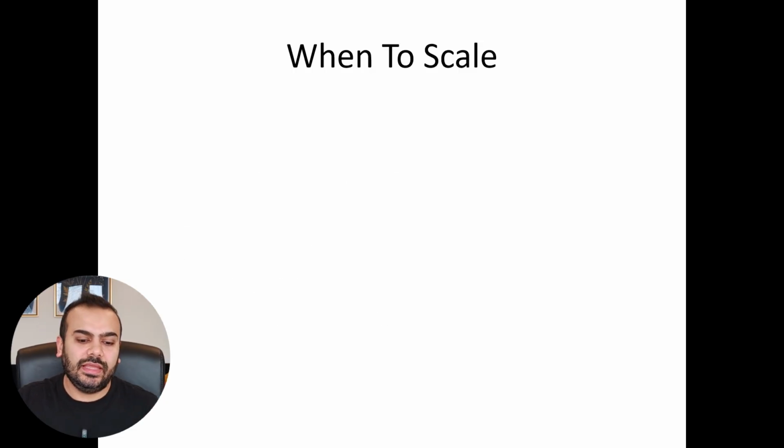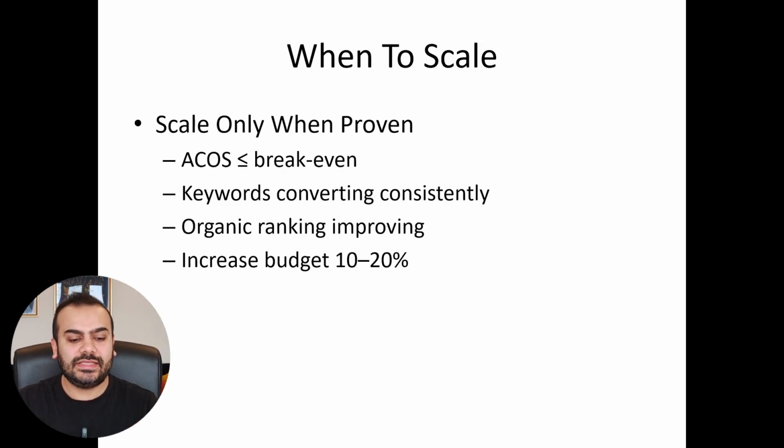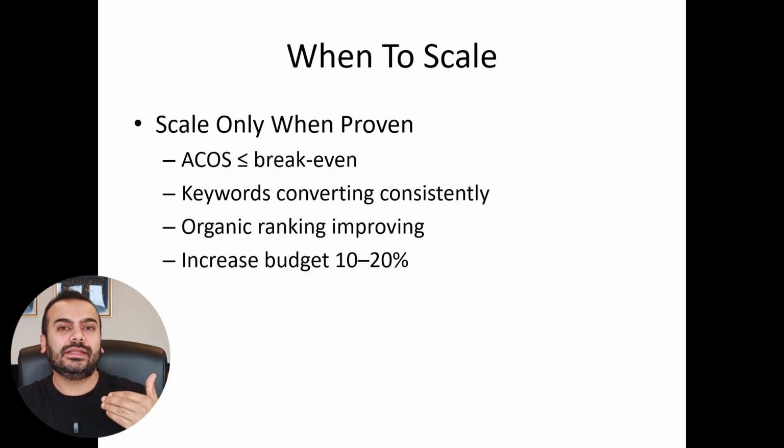And you should scale only when you have enough data. The first thing you want to see is if your ACOS is less than your break-even margin. So let's say your margin was 30%, and your ACOS is 20%, you might want to increase your budget, or you might want to increase your bid. That means you are getting good sales, but you're either running out of your budget quickly, or your bids are not high enough. So it's up to you. You can increase the bids, or you can increase your budget when you have a lower ACOS than your break-even margin.